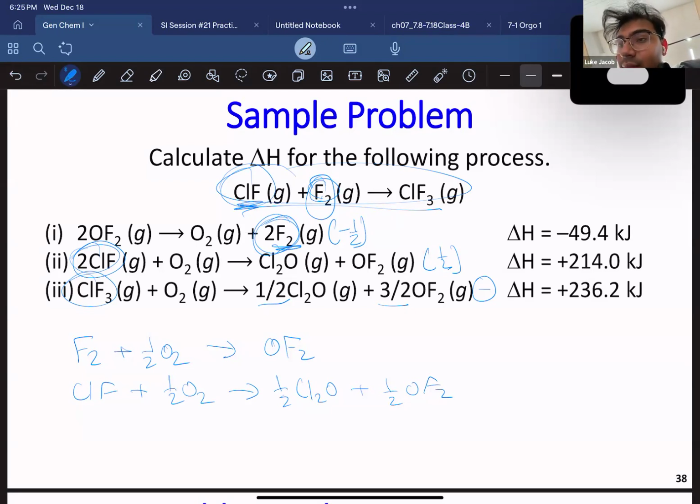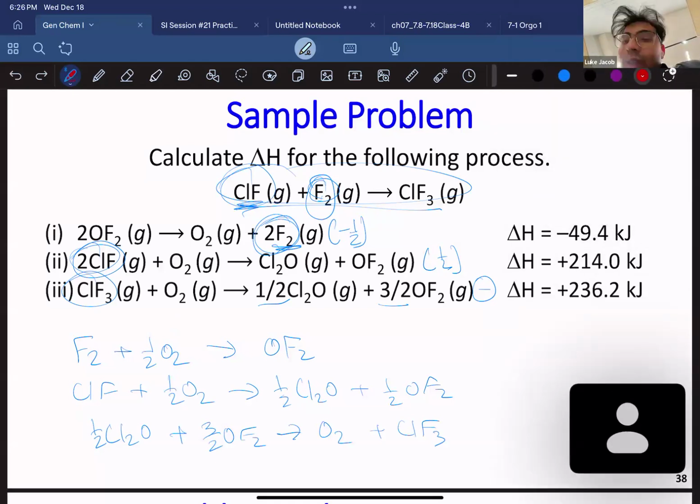And then this here would be, not negative 1/2, it'd just be Cl2O, plus 3/2 OF2, which yields O2 plus ClF3. This looks pretty complicated, but it actually all cancels out. We have one O here. Let me use a different color.